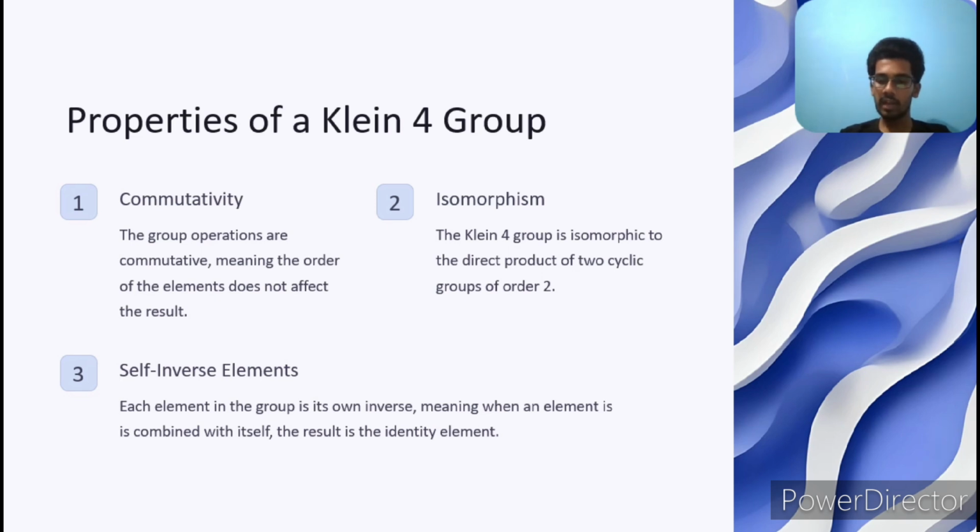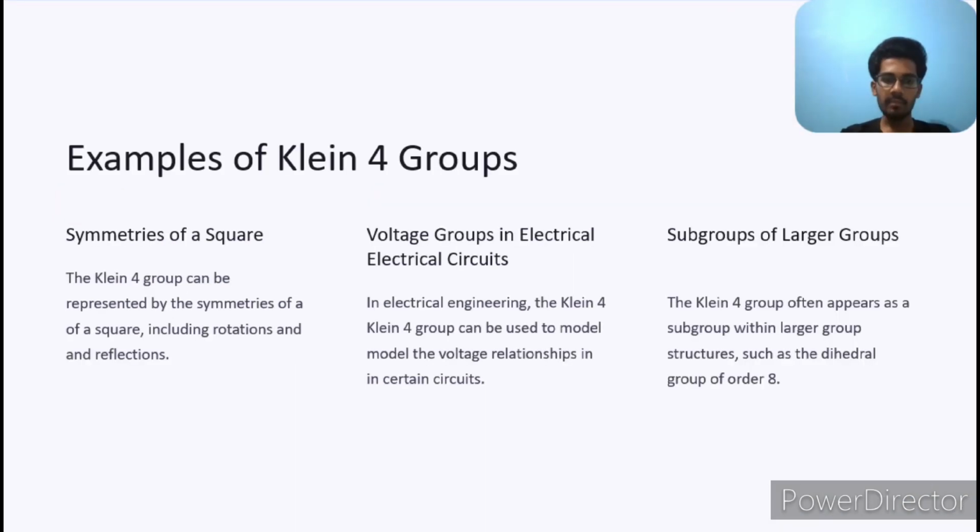Self-inverse elements. Each element in the group is its own inverse, meaning that when an element is combined with itself, the result is the identity element. Examples of the Klein 4 group: symmetries of a square, voltage groups in electric circuits, and subgroups of larger groups.